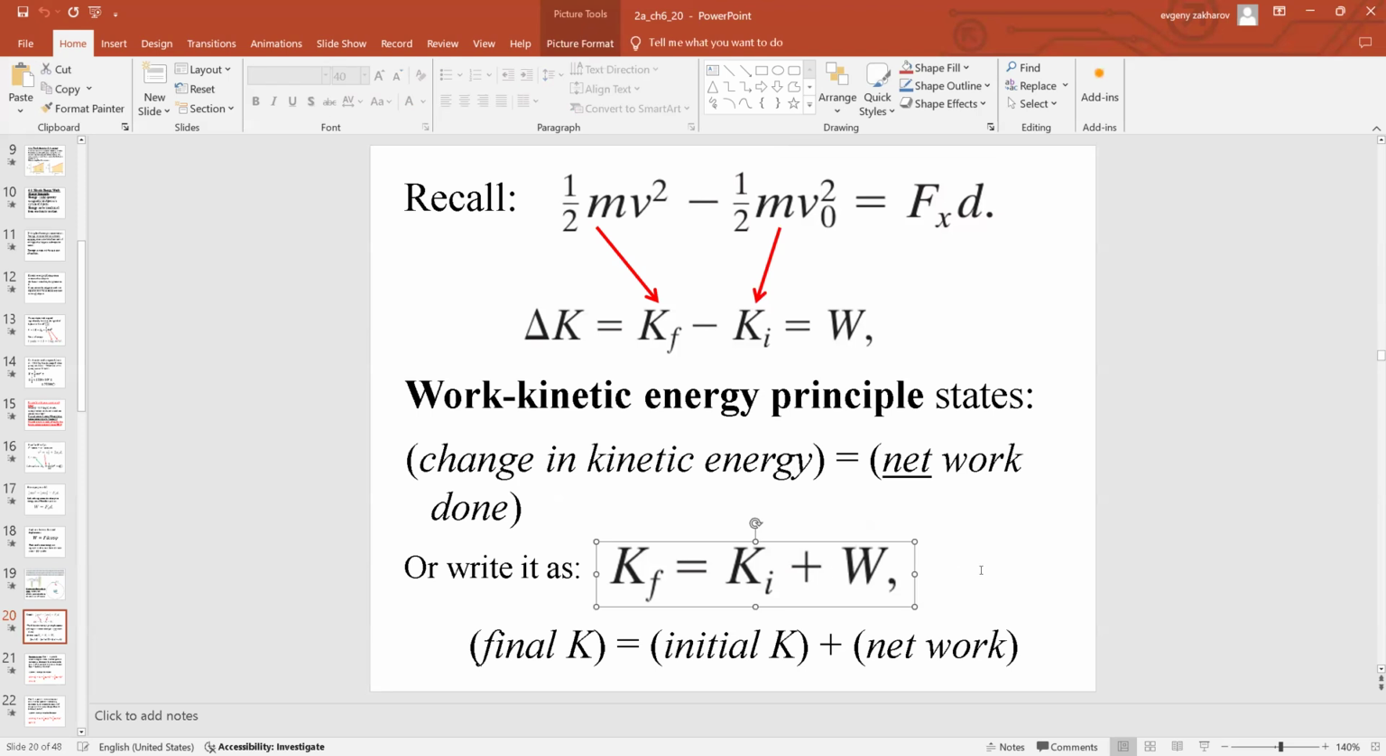This is your best friend to solve pretty much all the problems outside of dynamics and kinematics approaches. Every time you see that there's just not enough information for kinematics and dynamics, give it a try with change in kinetic energy work done theorem, and you might get lucky and get to the solution really fast.